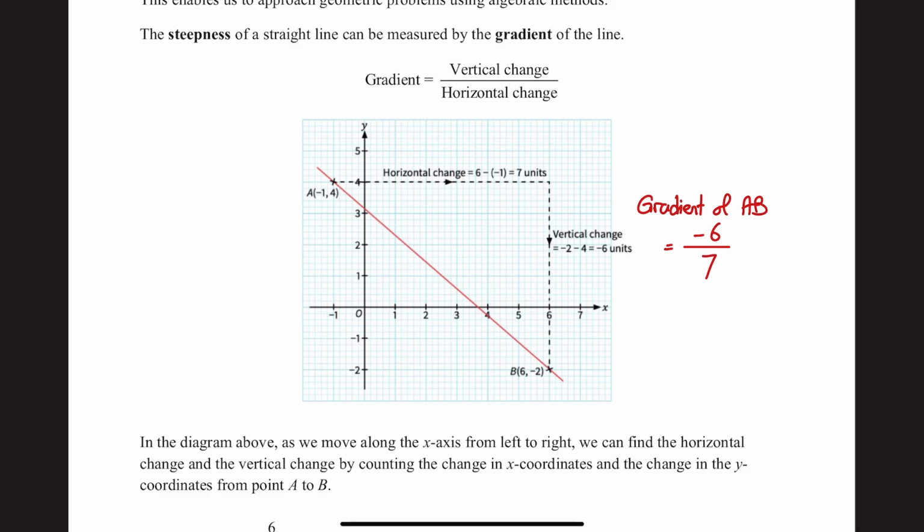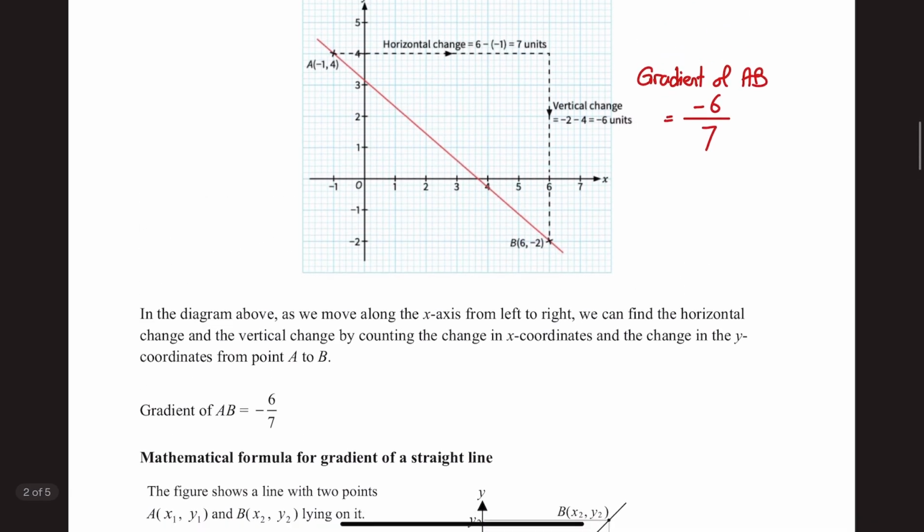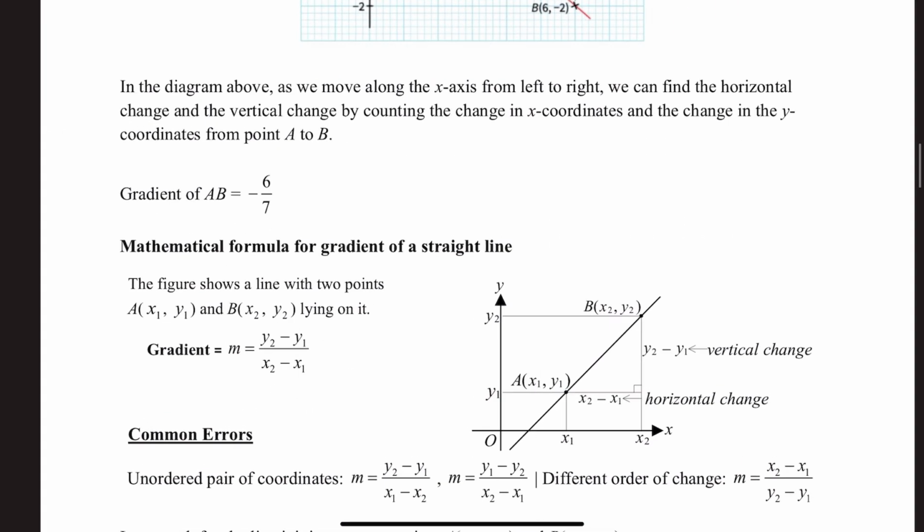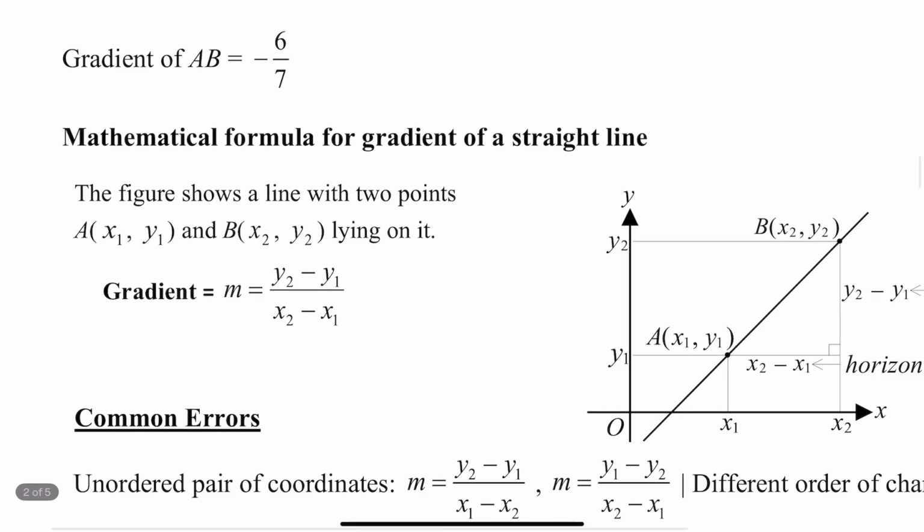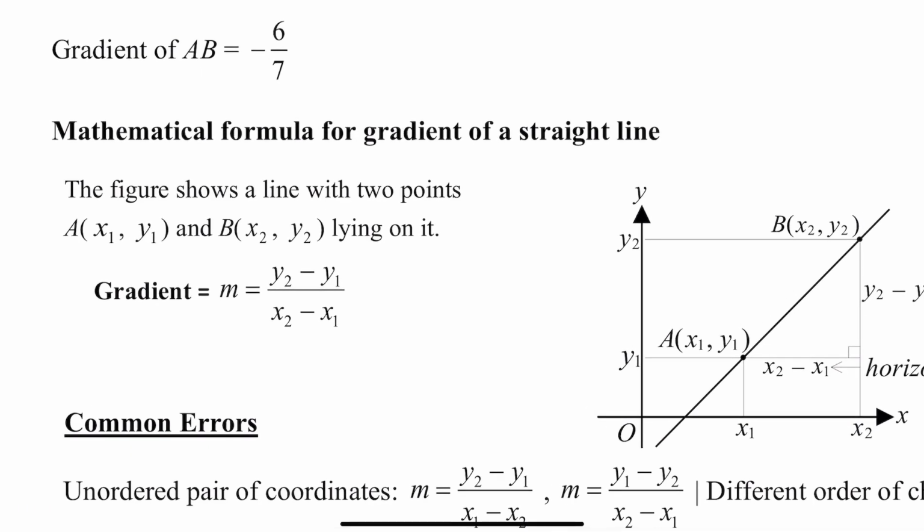Okay, so this is a very quick recap of what you have learned in terms of gradient. How do we find the gradient of line AB? Now, if instead of numbers, I call point A (x1, y1) and point B (x2, y2), the formula you just need to know is simply gradient. We can also represent gradient using the letter m, equals y2 minus y1 over x2 minus x1.